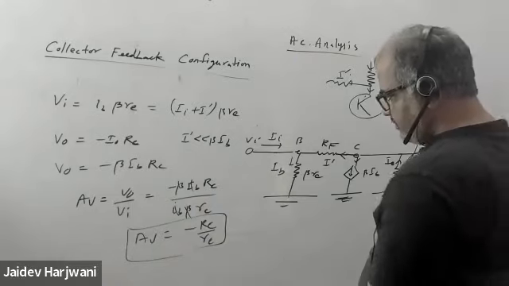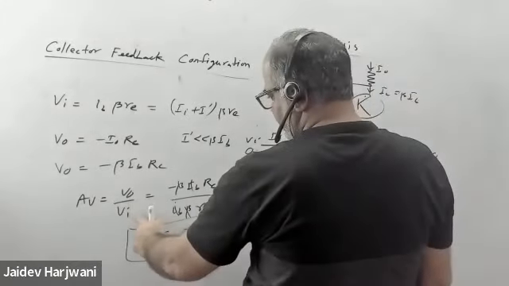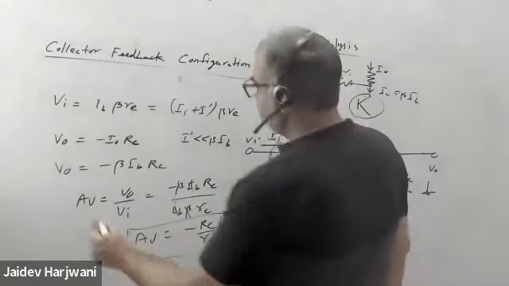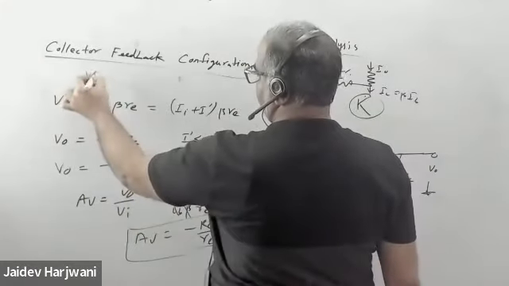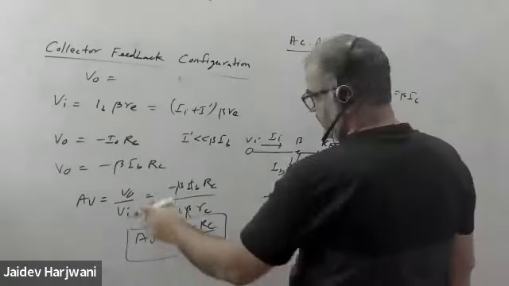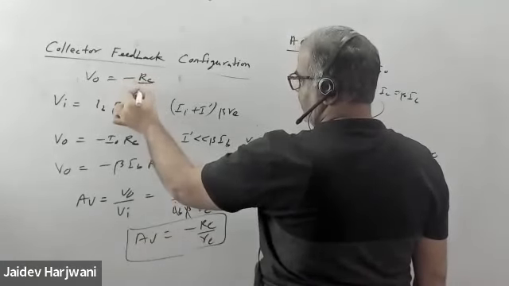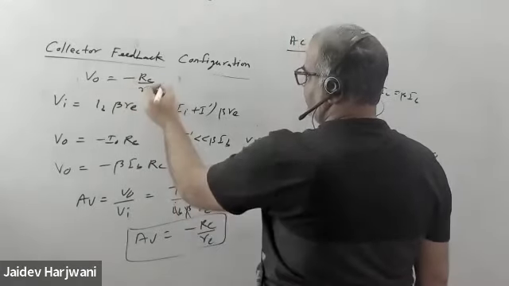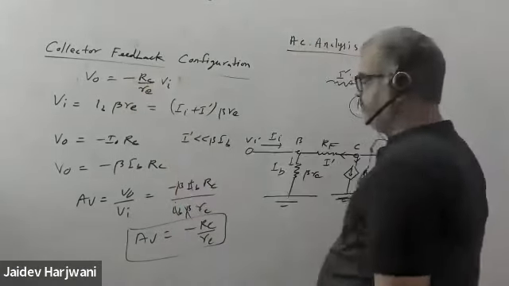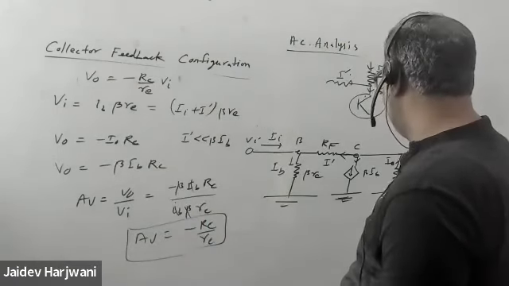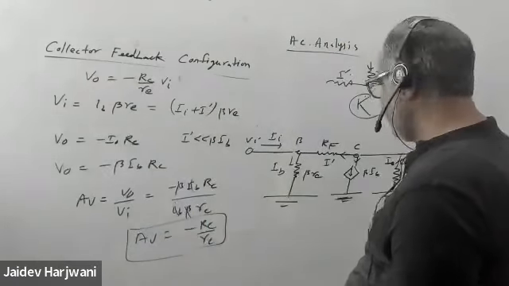Now here you have to also remember, you can write V naught also in terms of V input. That you have to remember, we will use later. So my V output is in terms of V input, that is minus RC upon RE times V input. Now we can find current.